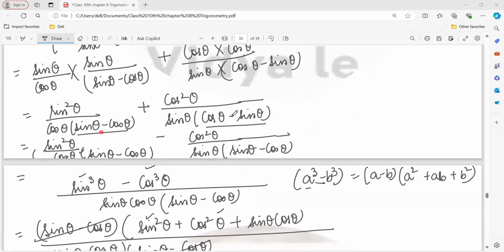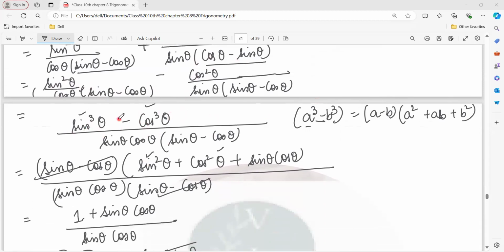Now we have both the terms same, but the sine we need to take out common, so we have to get the same term. So we'll take the minus 1 common from this one, and we got minus in between. Now taking the LCM again, we'll get sine theta into cos theta into sine theta minus cos theta. And in the numerator, we got sine square theta into sine theta, which is sine cube theta, minus cos square theta into cos theta, which is cos cube theta, right?